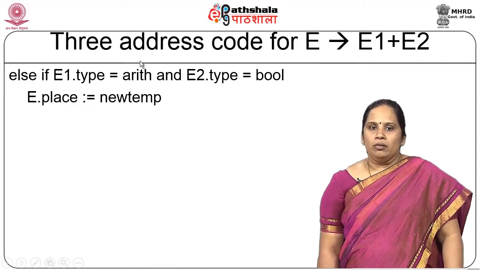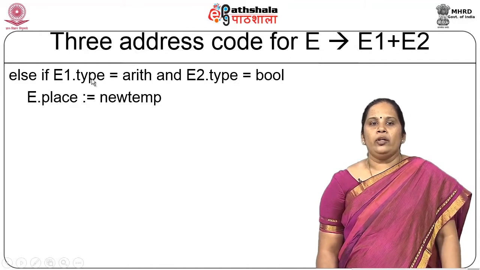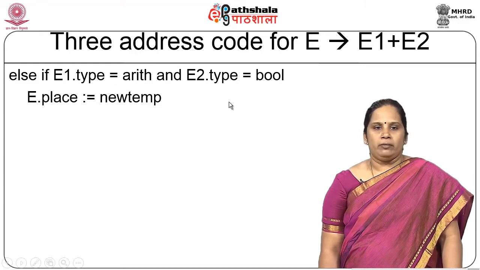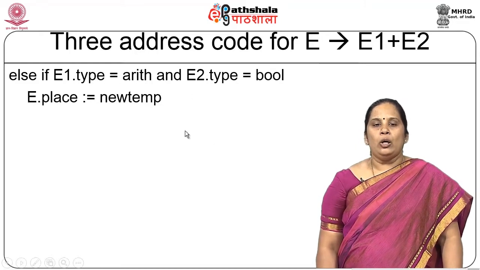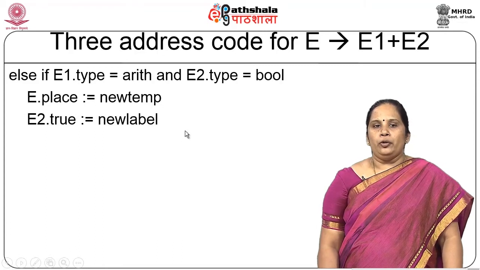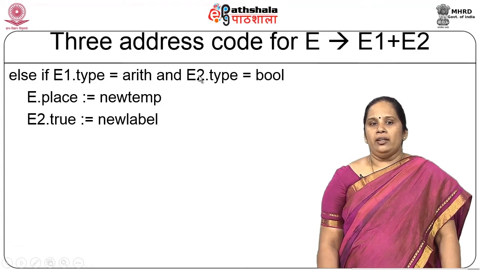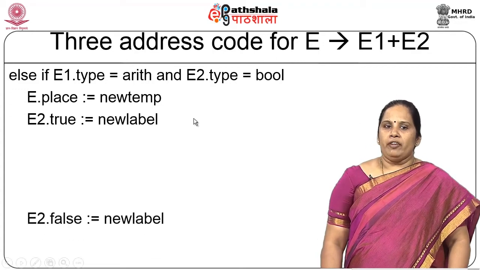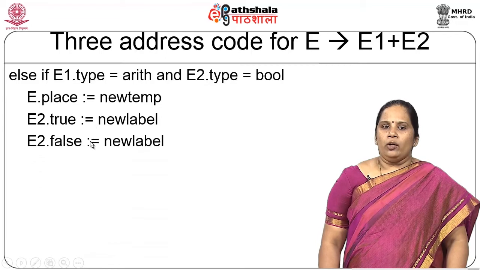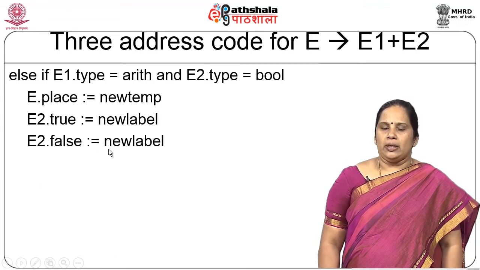Now I can also do a reverse. If E1 could be bool and E2 could also be arithmetic. So whatever it is, the same logic holds good. So in that case, what you do is you generate the LHS non-terminal having a new temporary variable, and you also generate E2 dot type. E2 can be either true or false, right? So in that case, you define E2 dot true and E2 dot false, which will have two new labels, okay?